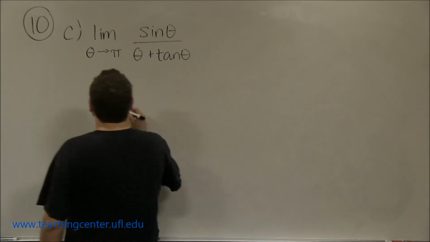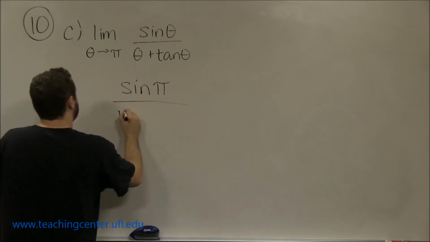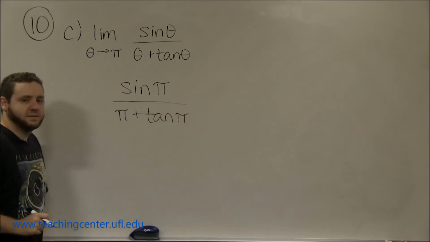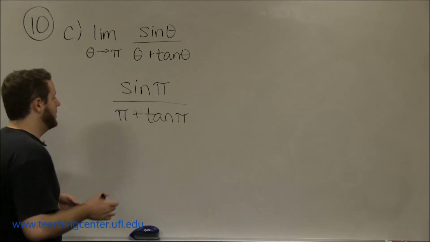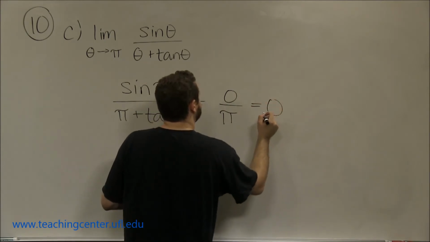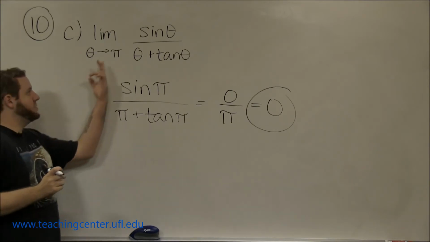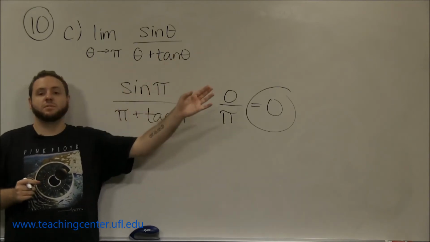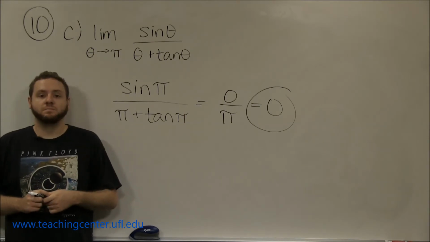So if we plug in pi for theta, this would be equivalent to the sine of pi over pi plus the tangent of pi. But this is pretty simple to answer because the sine of pi and the tangent of pi are both 0. So this becomes just 0 over pi, which is 0. We don't have to do any work here, because if you can plug in what the limit is approaching for the variable and you get an answer, then that is simply the limit, and that's all we have to do in this problem.